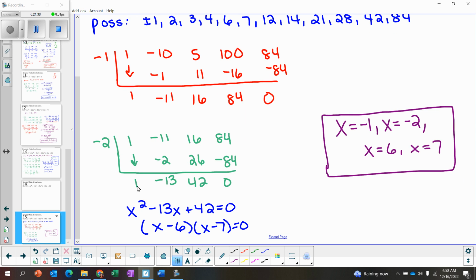I'm left with x squared minus 13x plus 42, which factors to x minus 6 times x minus 7. So my total solutions are x equals negative 1, x equals negative 2, x equals 6, and x equals 7. And that is section 4.5.